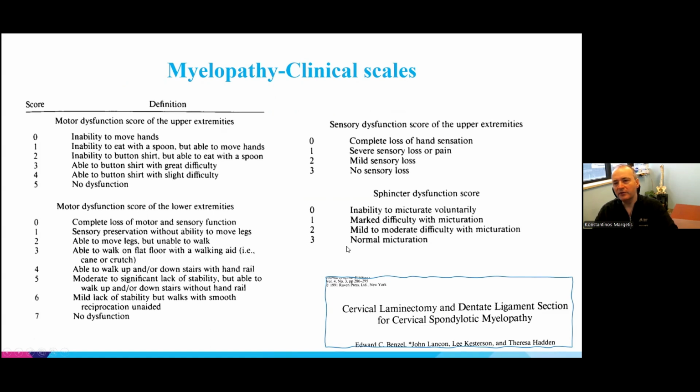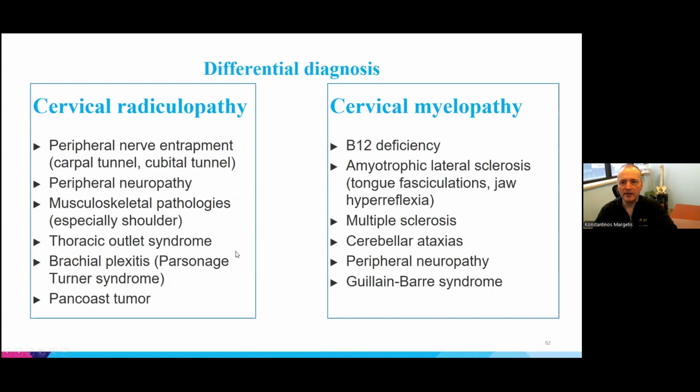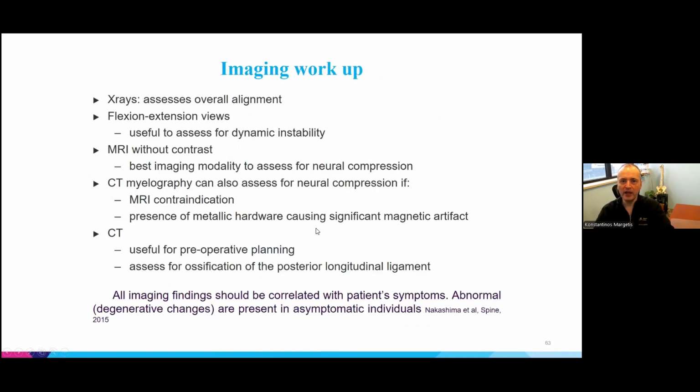This is the most commonly used myelopathy clinical scale. That's more for the specialist to ask these questions and quantify the degree of myelopathy. The differential diagnosis for either cervical radiculopathy or myelopathy is quite extensive, and that's usually done by the specialist. For the imaging workup, we usually get X-rays with the inclusion of flexion-extension views, because they can reveal if there is any dynamic instability. And we also get an MRI.